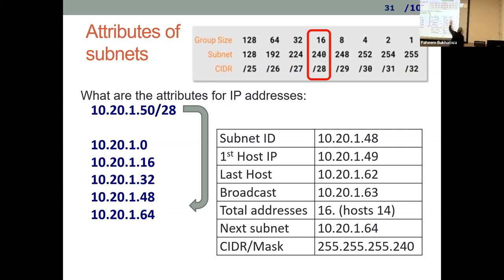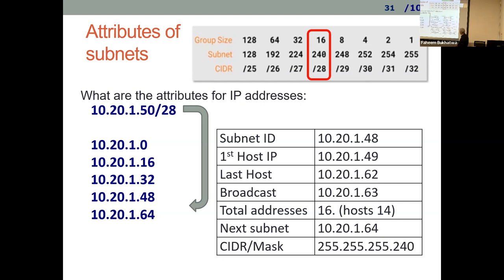Everything between the ID and the broadcast are normal addresses. So you can write them. So any address here to there can be given to any computer, any router, any printer. But those two addresses cannot be given and should not be given to any host or any printer or any router.